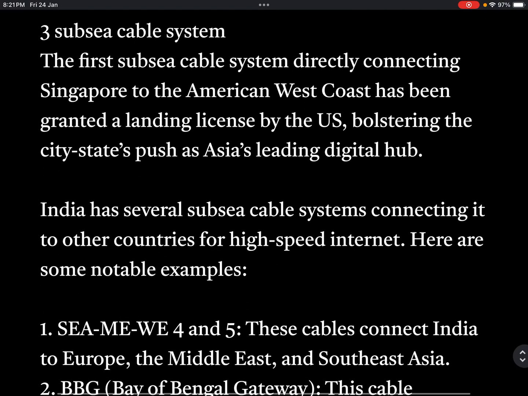Now, the third point is the subsea cable system. The first subsea cable system directly connecting Singapore to the American West Coast has been granted a landing license by the US, bolstering the city-state's push as Asia's leading digital hub. If Singapore gets connected to the US mainland through a subsea cable system, that means their internet speed is going to go like a rocket. It will be very fast, and various digital economy related things will work in Singapore very fast.